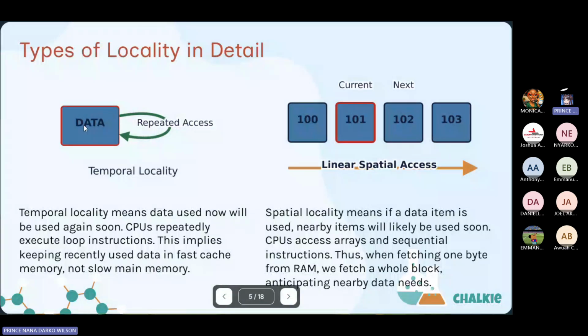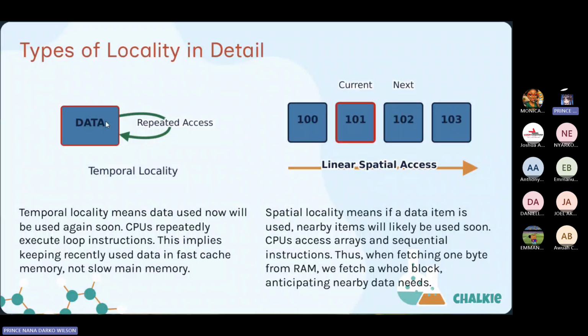So then this here, one data. Maybe the data held here is being used constantly by the memory, or by the CPU in processing, so it keeps accessing it in loop form. This is temporal locality. Then we come to the spatial locality.